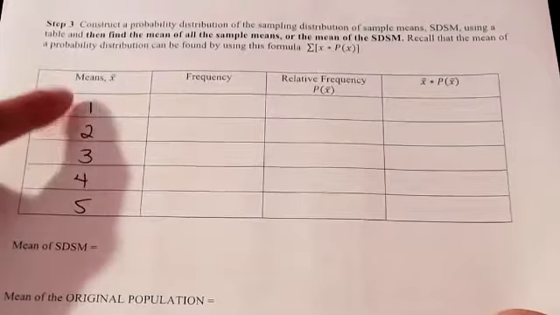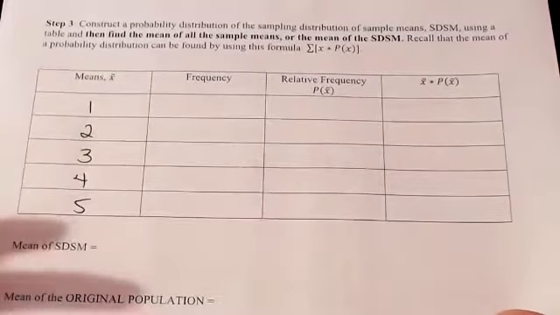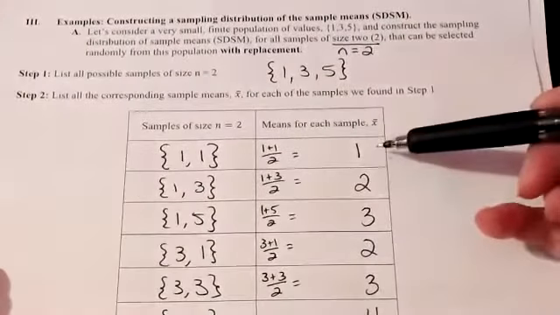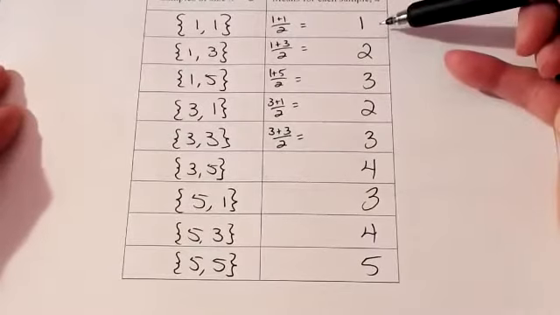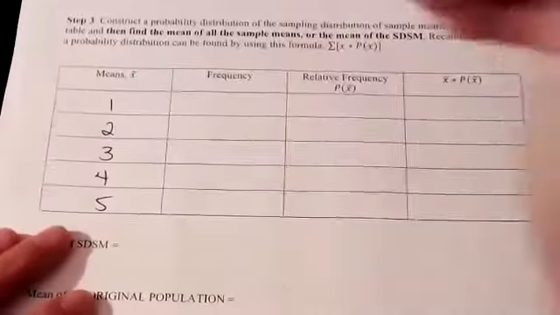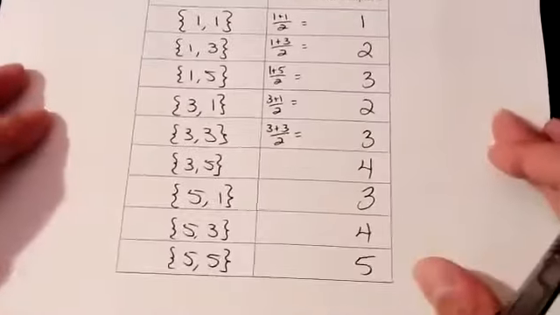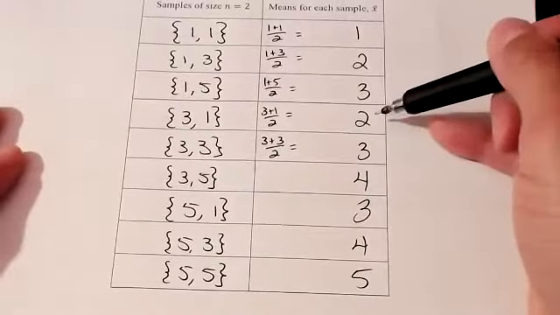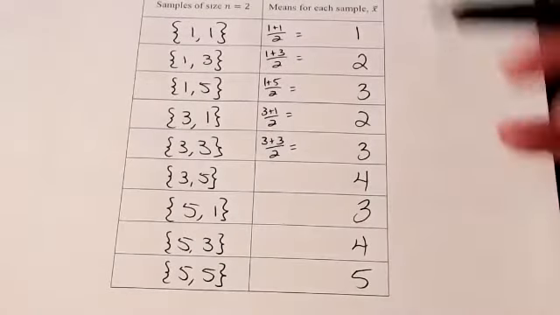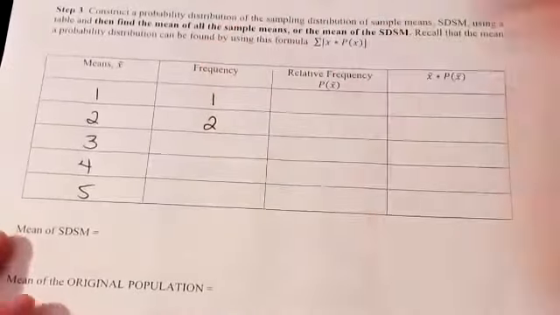I'm going to go back to the previous table and think about how many times I see that mean of 1 appear in my list. Let's flip back. Notice that 1 only appears 1 time. So when we write the frequency, we say, oh, that appeared once. Let's go back to the mean of 2. The mean of 2 appears once, twice, and that's it. So the mean of 2 only appears twice. Let's flip back and write that the frequency is 2.